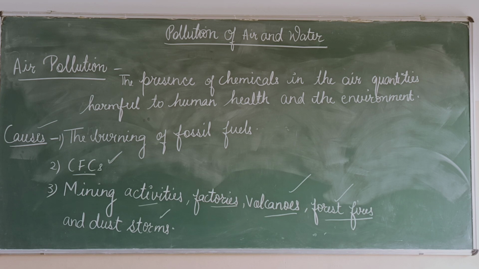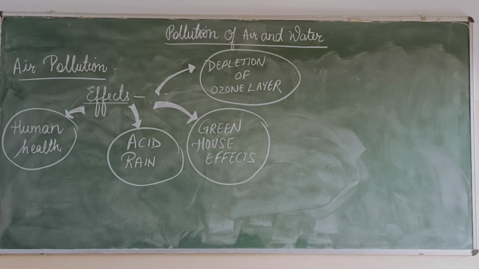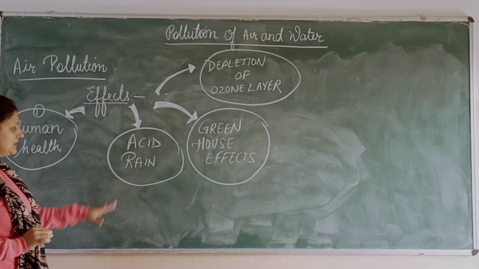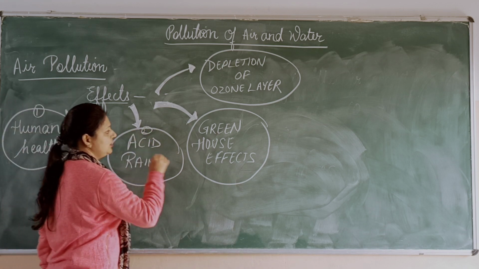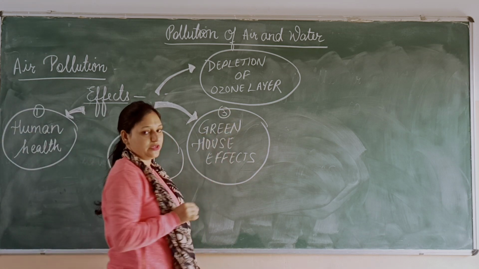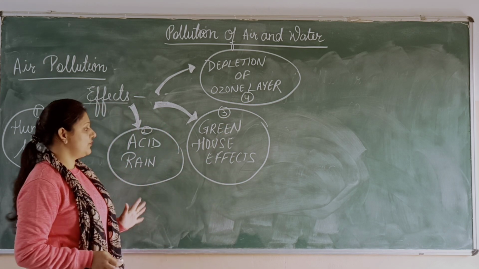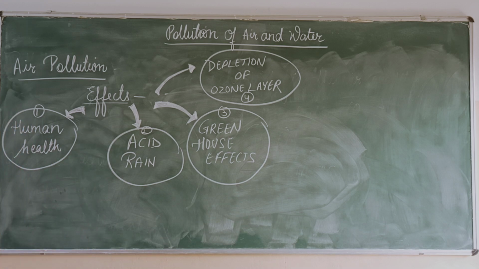Now let us discuss the effects of air pollution. Students, we have 4 major effects. First one on human health, second one acid rain, third one greenhouse effect and the fourth one is depletion of ozone layer. So how many effects do we have? 4 effects. Now let us study them in detail.